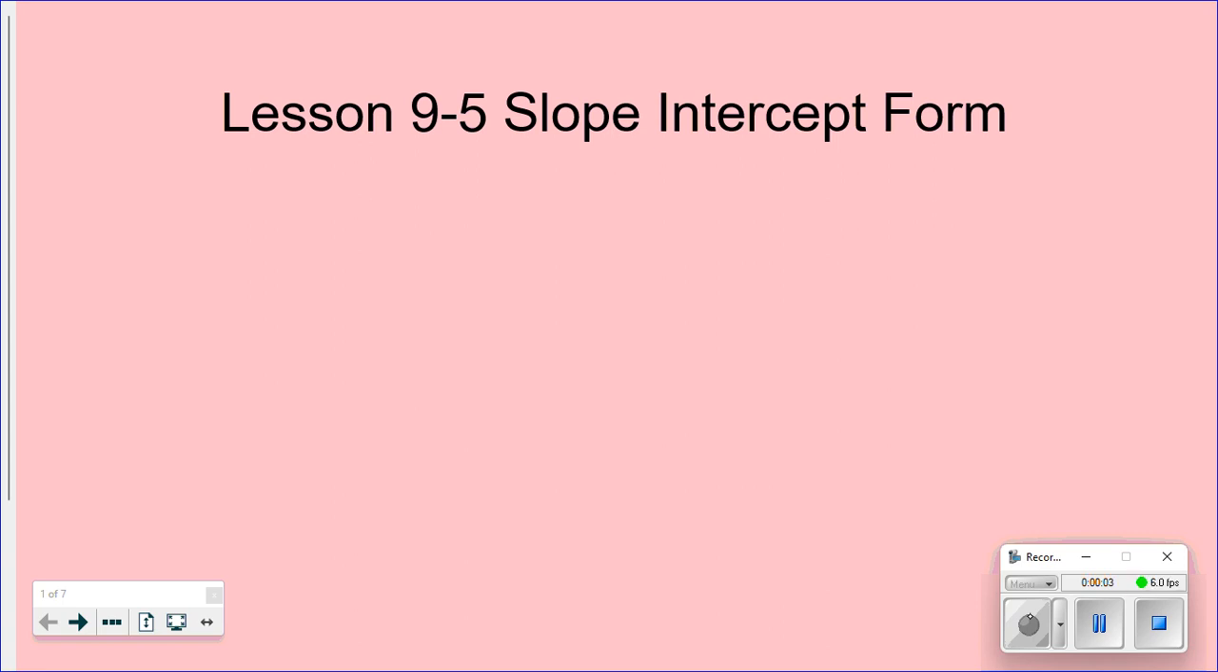This is lesson 9.5, slope-intercept form. You probably need a piece of graph paper because I'm going to teach you another way how to graph equations. This is one of the most important things you'll learn this chapter because we're going to use this in the next few lessons. So make sure you take some good notes and write down some questions if you have them.